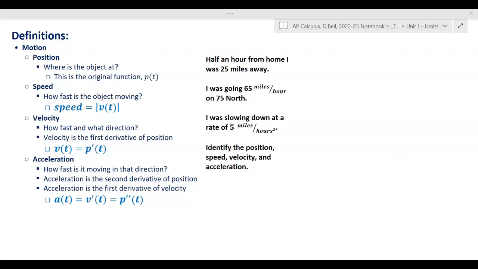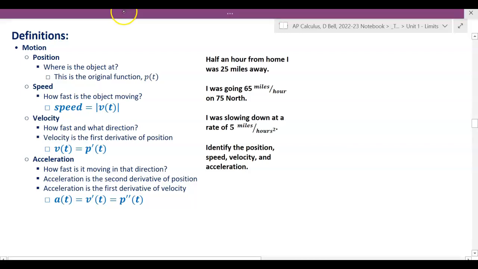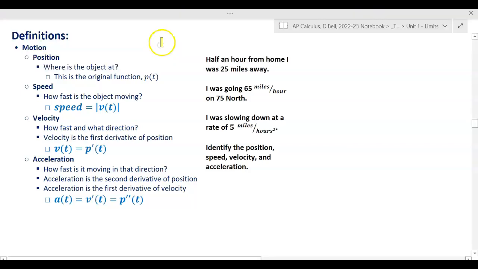Okay, the most common application in calculus is motion. And if you've taken physics, then you should be familiar with position, velocity, and acceleration. If you haven't, you're going to get familiar with it here in calculus.